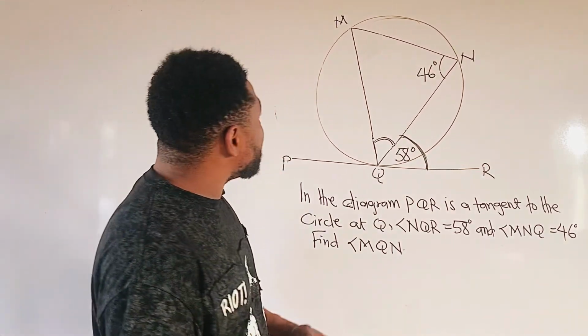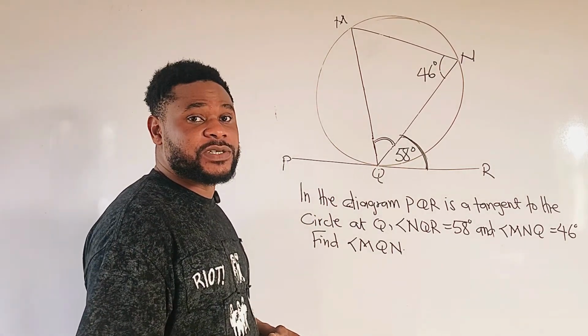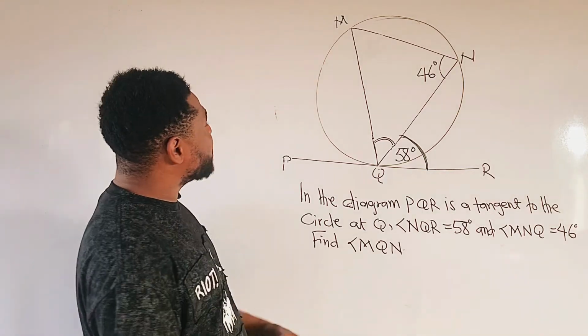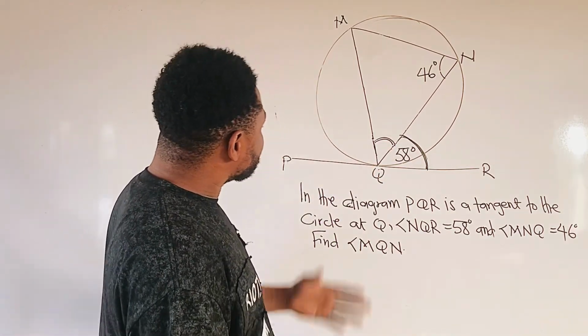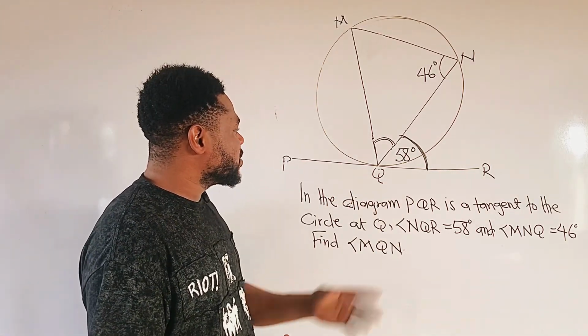Today we want to look at how we can solve this question under the topic circle theorem. From the diagram, we have been asked to calculate the angle at Q. We have also been told that line PQR is tangent to the circle at Q.